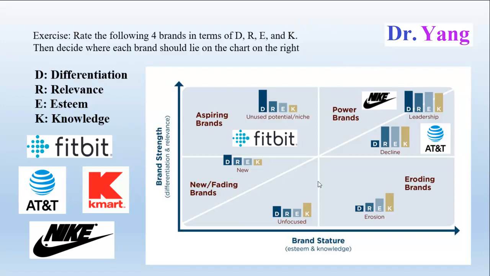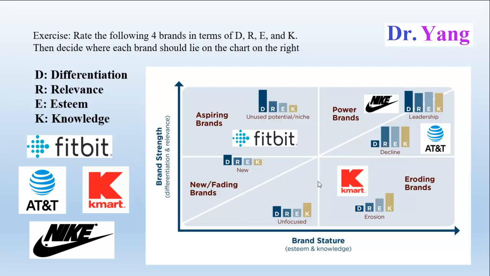Next one will be Nike. We know Nike is a very competitive brand. It's probably high on each of the 4 factors, which is why it's a very good brand and has a lot of strengths. So we call it a power brand.